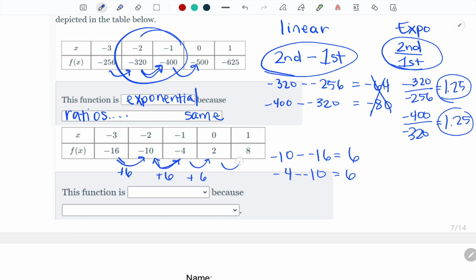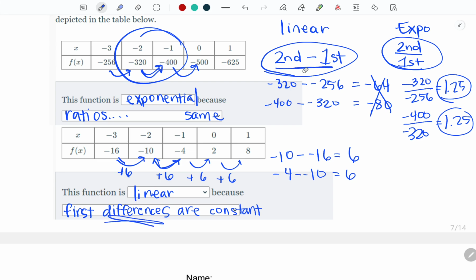And notice I never stop. I'm adding 6 the whole time. So I know that it's linear because your first differences are constant. Something like that. Sorry, I don't have my notes in front of me. The differences, that's your second minus first thing, right? Minusing is a difference. So that's what that's referencing, the differences. Ratios is referencing this formula.